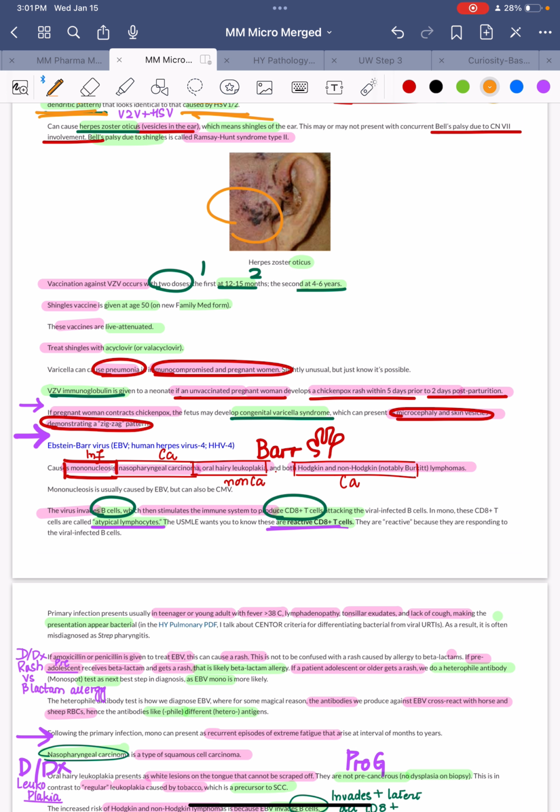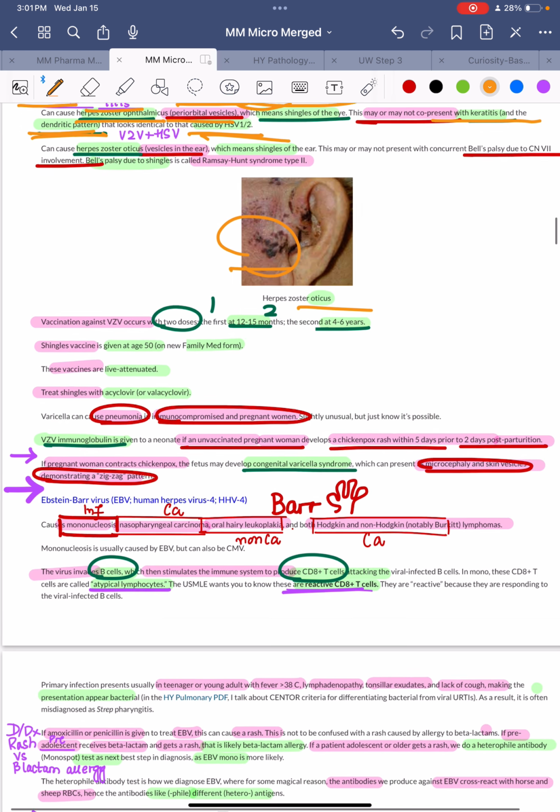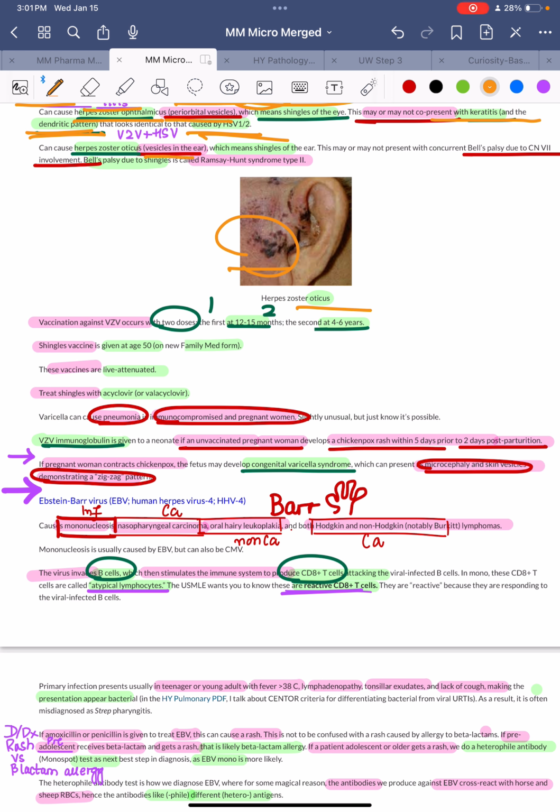Similarly, there can be another patient who is developing vesicles near the ear, and this patient can also have some sort of hearing difficulty, or the patient can have Bell's palsy, cranial nerve 7 involvement, right? So if the patient has the vesicles near the ear, the diagnosis is known as herpes zoster oticus. Ophthalmicus was near the eye, and near the ear is oticus, which is shingles of the ear. And if the Bell's palsy is caused by the VZV, this is known as the Ramsay-Hunt syndrome type 2, right?